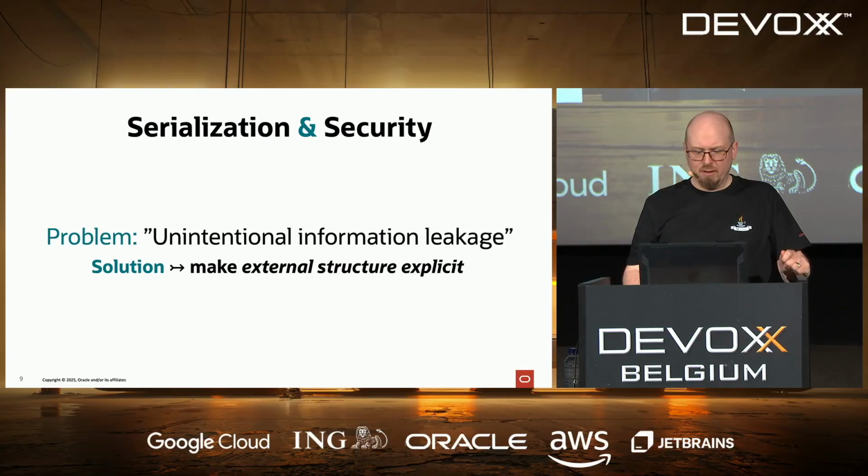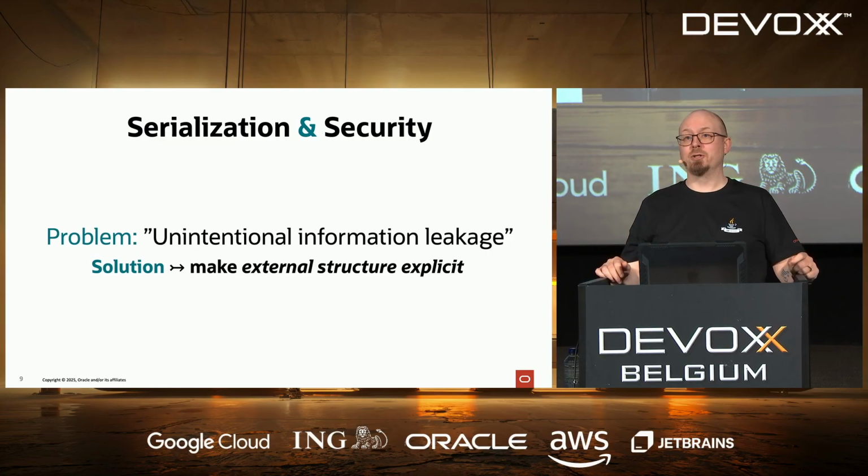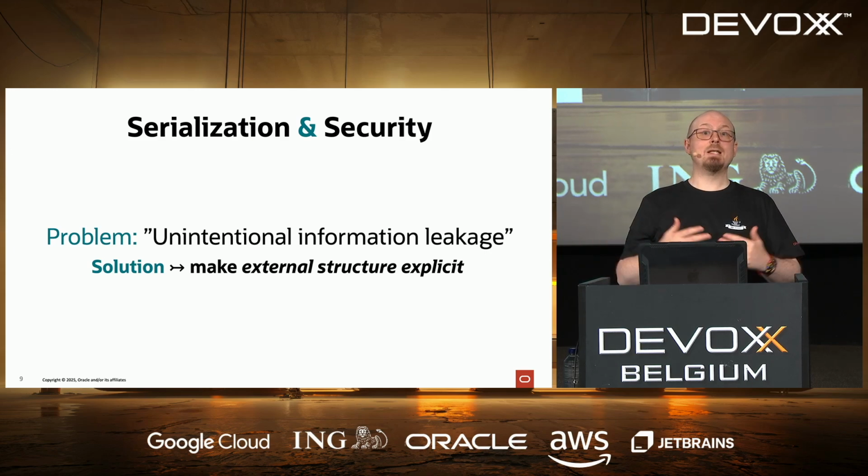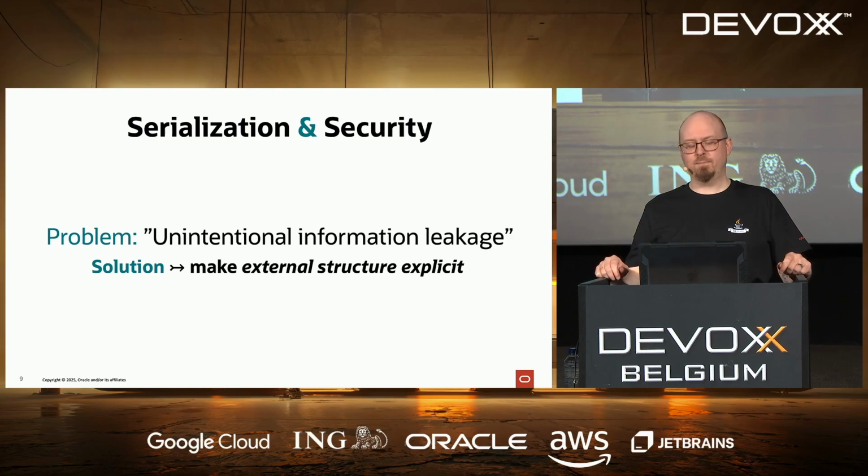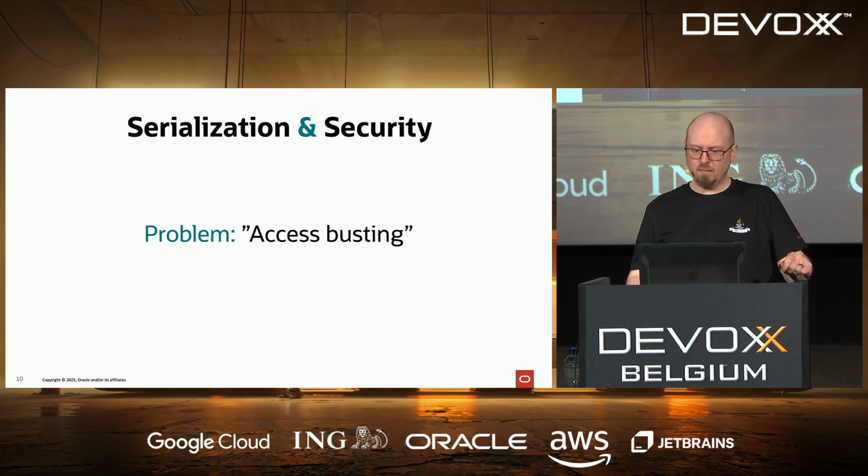So how do we avoid that? Well, I think the solution is pretty clear. You just change the default. You have to opt in to put things in an external representation. At least you've made the choice, and you've made the choice explicitly. So at least it can be code reviewed and someone can say, oh, why are we putting that on the wire? So I think that is a good way of dealing with that.